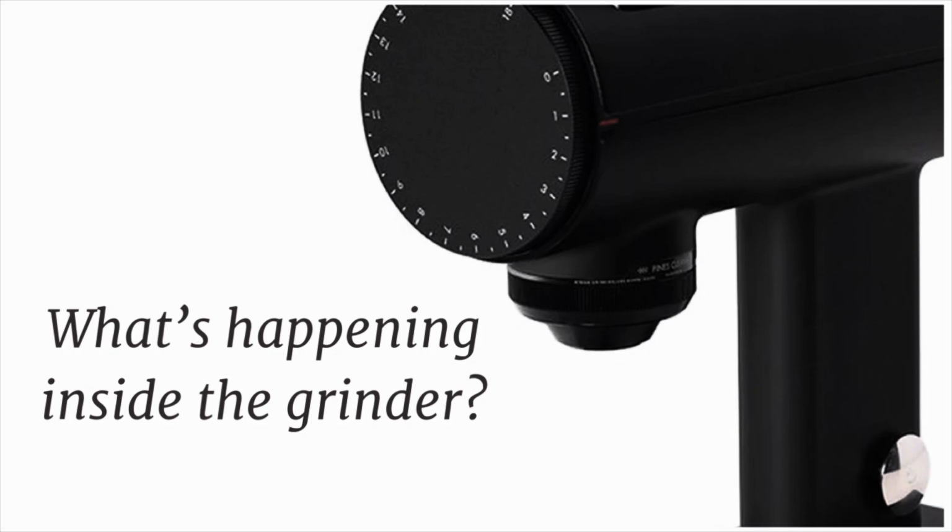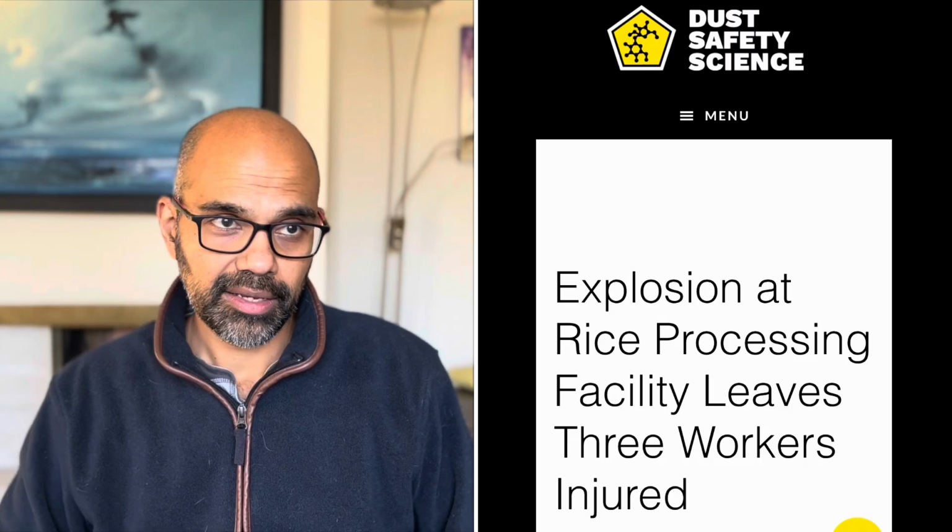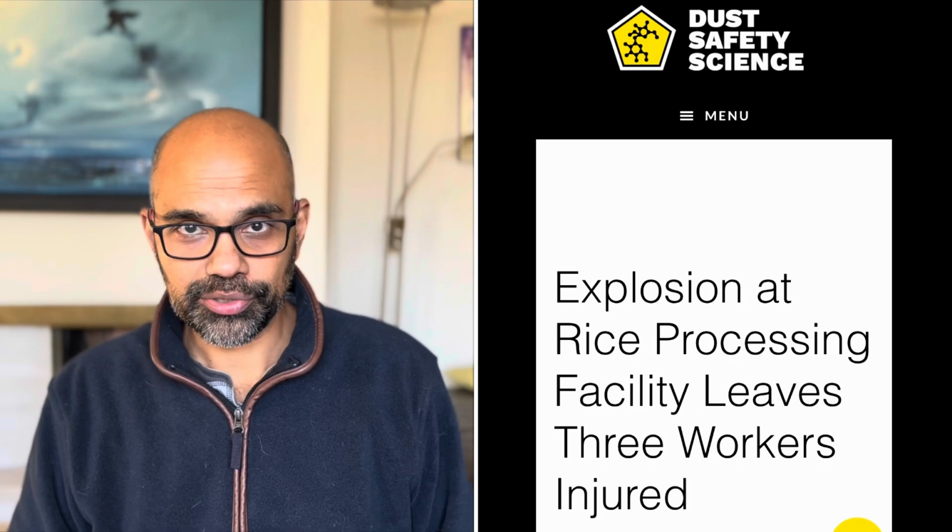In the grinder, coffee particles are rubbing against each other, they're rubbing against the burr, and this results in the formation of charged particles. Now triboelectrification is actually very common in the milling industry, and it is a problem because a large milling process can generate dust clouds, and if these are charged, then there is a risk of an explosion. There have been incidents where there have been casualties because of explosions.